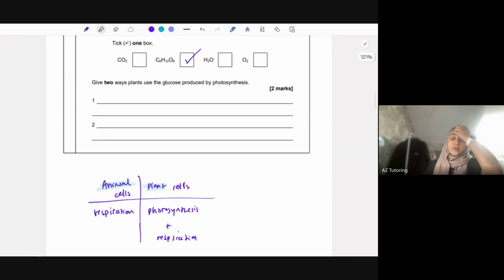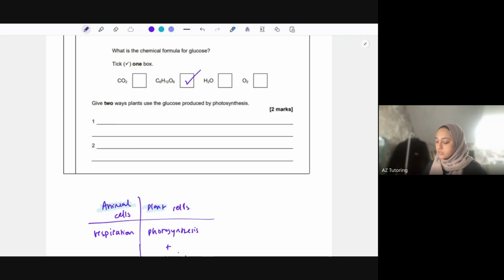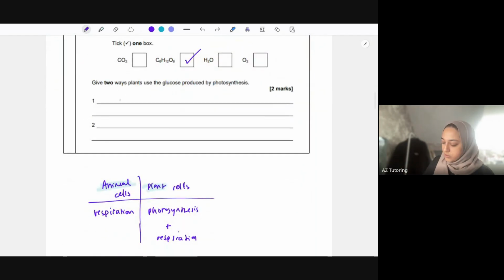And remember, photosynthesis happens in the chloroplasts. They might ask you what makes the chloroplast or the leaf green. It's the chlorophyll inside the chloroplast that makes it that. Okay, so back to the question: give 2 ways the plants use glucose produced by photosynthesis. Well, if the plant is also doing respiration, then the glucose it's made from photosynthesis, it's going to use for respiration. So you could say that it's going to use the glucose for respiration.